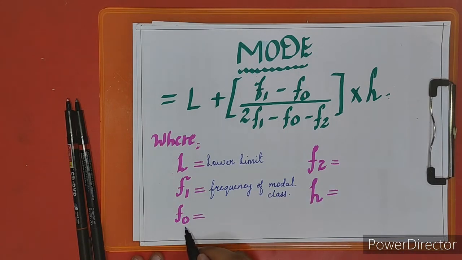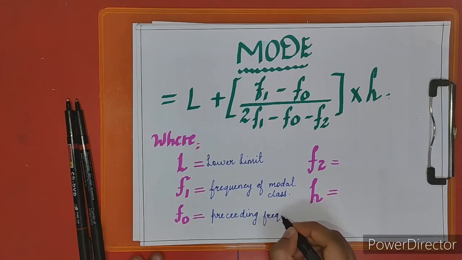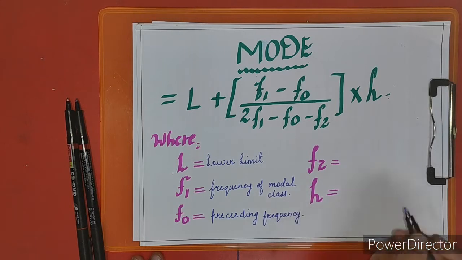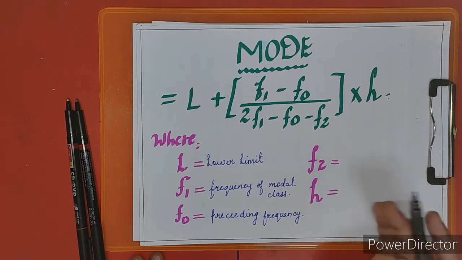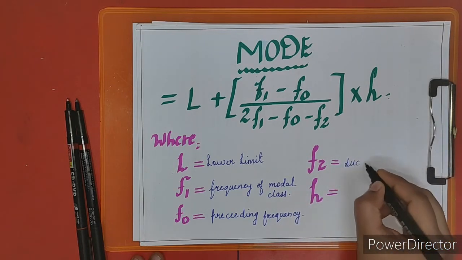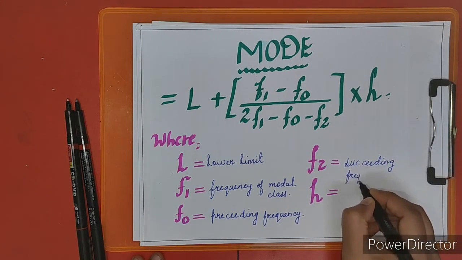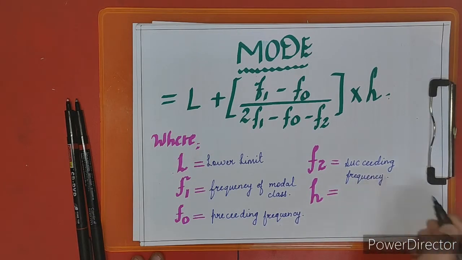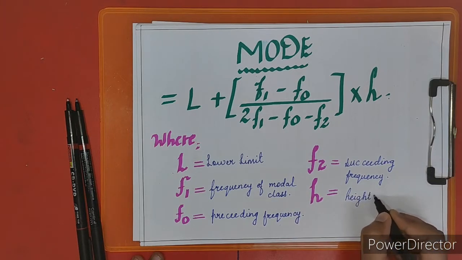Here F0 means the frequency preceding the modal class. Preceding means previous one. Preceding frequency is known as F0 here. Next term is F2. So here F2 is the succeeding frequency, which means the next frequency to the modal class. So succeeding frequency is the value of F2. Now last is H. You know what is H? H is the height, which is also known as the class interval of the modal class. Height of a modal class.